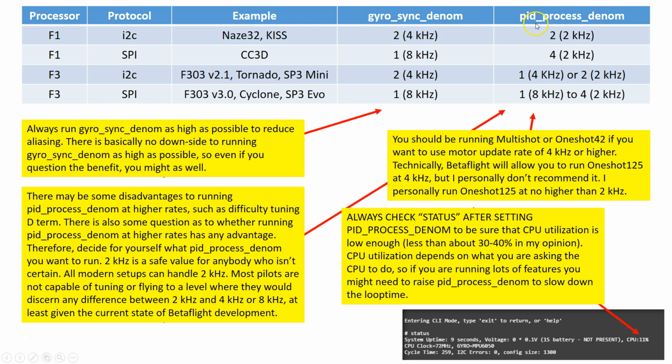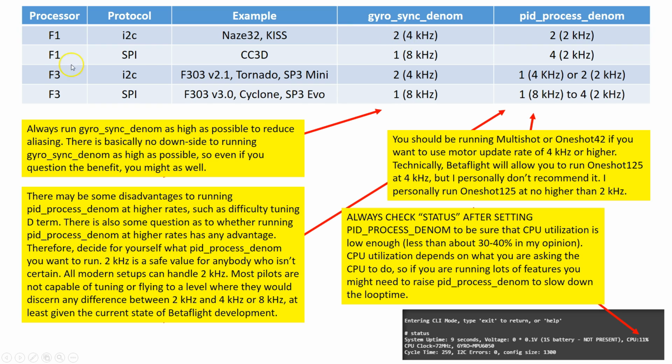Then you're going to need to set your PID process denom to 2, which will give you a PID process rate of 2 kilohertz. The reason for that is that the F1 processor just can't go any faster while keeping its CPU utilization acceptably low. Technically, you can run it at 2.6 kilohertz, but Boris has said, and I agree, that you're getting a tiny amount of additional speed there for not much benefit, and there's a much bigger risk that your CPU utilization will be too high. So if you've got an F1 board with an I2C protocol like NAZE32 and KISS, these are the settings that I would use, and that's just that.